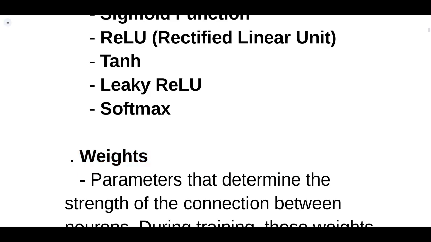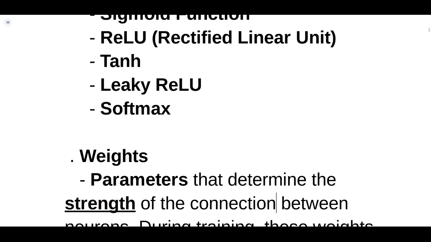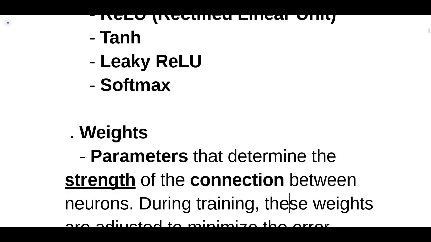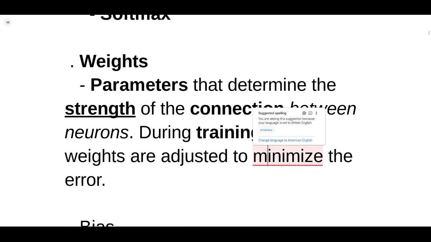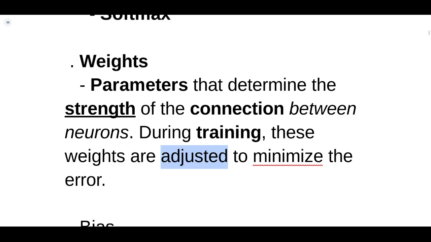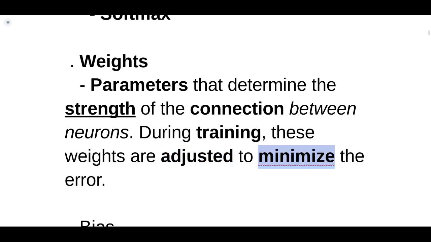Now, what are weights? We just studied weights. These are parameters that determine the strength of the connection between the neurons. During training, when the neural network undergoes training, these weights are adjusted to minimize the errors.